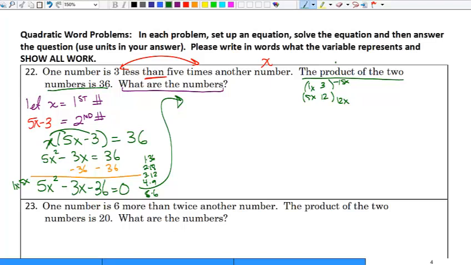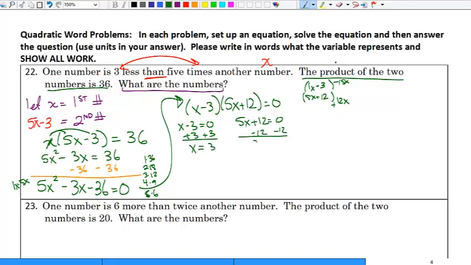The product is 15. Notice I'm putting it on the product, not the 3 and the 12. I'm not comparing which one's bigger, the 3 or the 12. I'm saying which one's bigger, the 15 or the 12. So the 15 is bigger, so that's the one that gets the minus. So this factors into x minus 3, 5x plus 12. Then I can set each of those factors equal to 0. So I'm getting x is equal to 3 and negative 12/5.